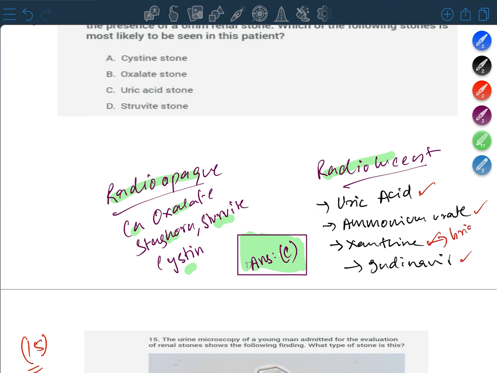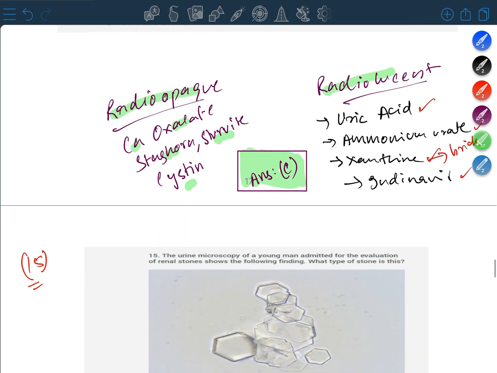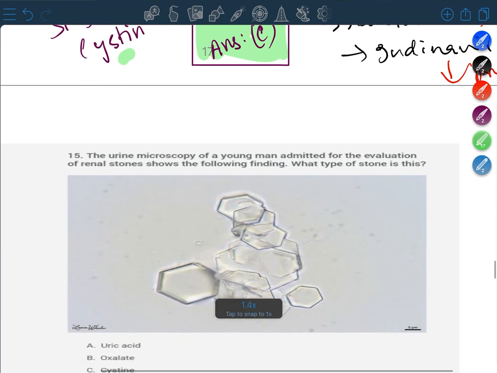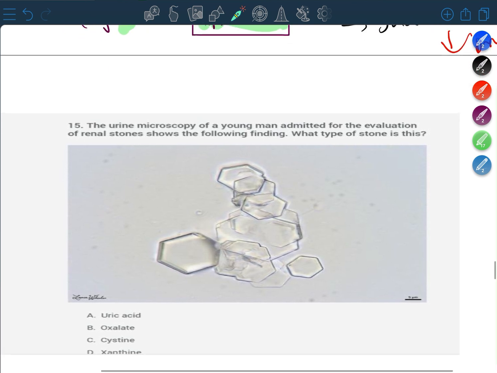Xanthine, brick red. Indinavir, drug induced. Let's move on to the next question. These are easy, if you remember that chart.